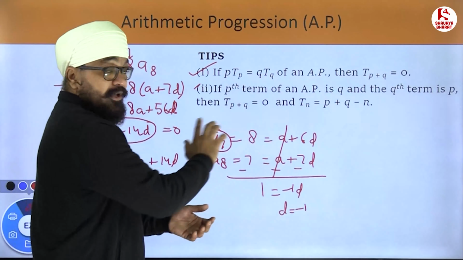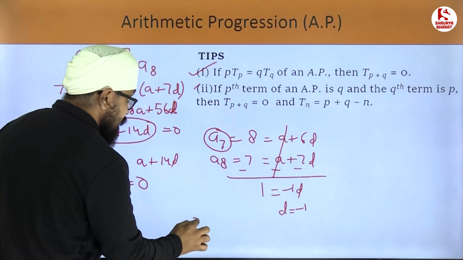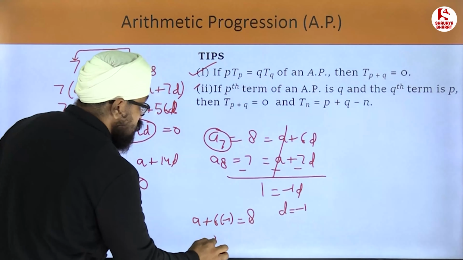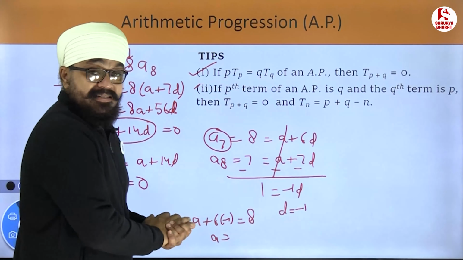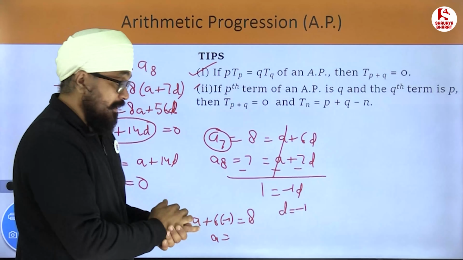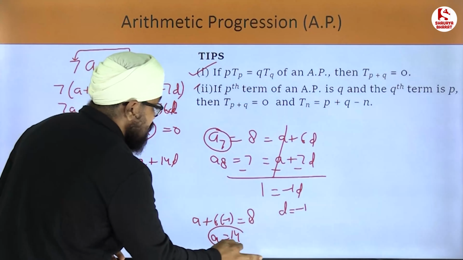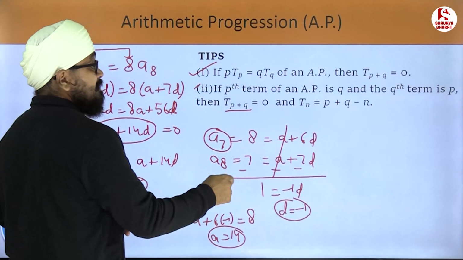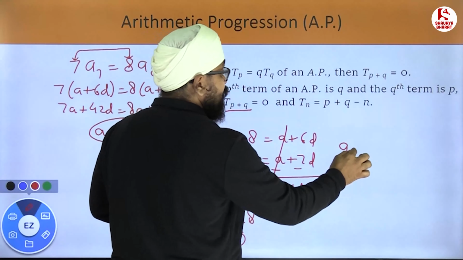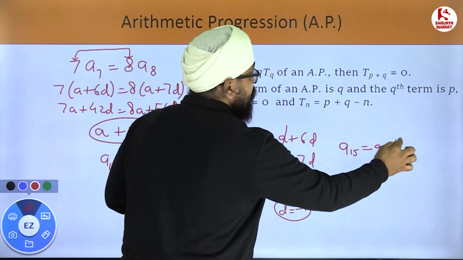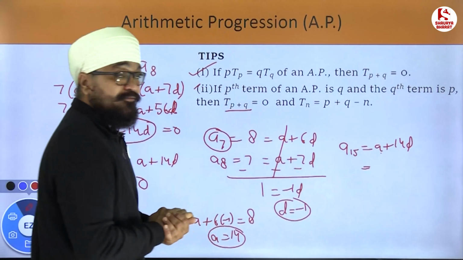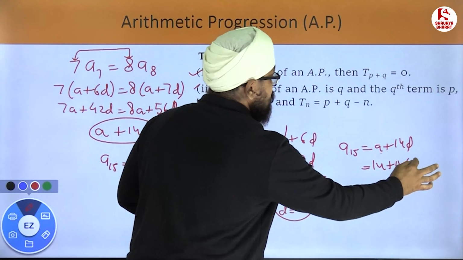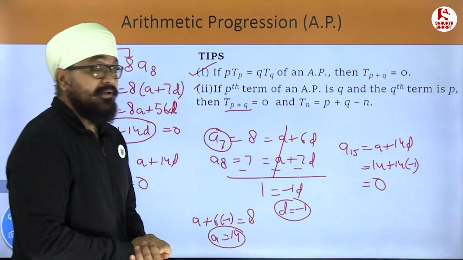So we are getting d as minus 1. And what about a? If you take the first line, there it is a plus 6 times d, which is minus 1, and it is equal to 8. So what is a? The minus 6 will go to that side, it is 8 plus 6, that is equal to 14. So a is 14 and d is minus 1. Let me check P plus Q means 7 plus 8, that is the 15th term. If I find that 15th term, it will be a plus 14d. What we were getting for a? 14. Then this is 14 times d, which is minus 1. So we can say this is also coming 0.